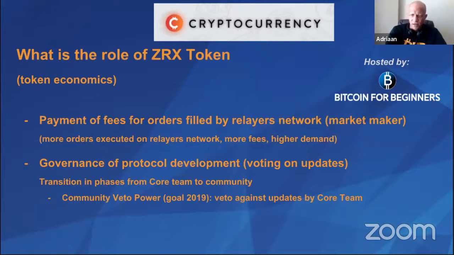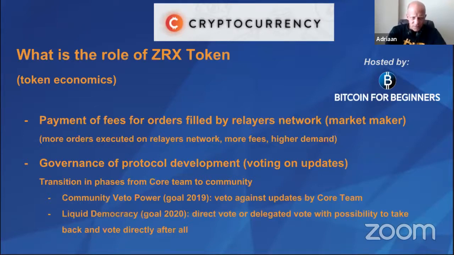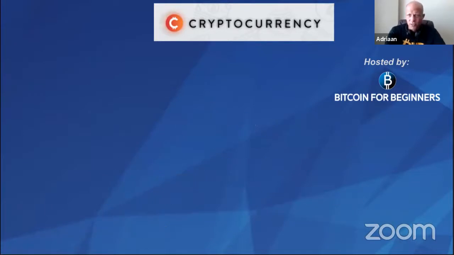the core team suggests. And then the next phase would be a so-called liquid democracy, which is a goal for 2020. And this means that token holders can have a direct vote on updates, or they can delegate their vote to another token holder, but they also have the possibility to take back that delegated vote and vote directly after all. So you can go back and forth from direct vote and delegated vote, whatever you as a token holder please, and that's what they call liquid democracy.